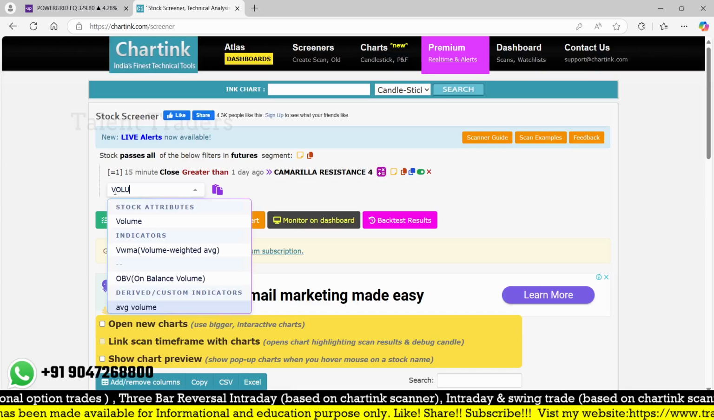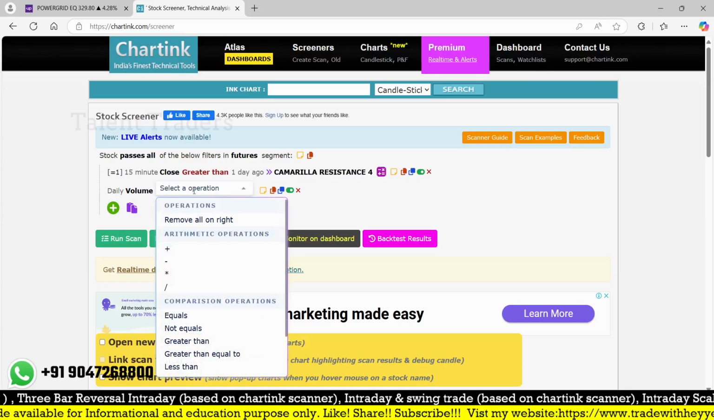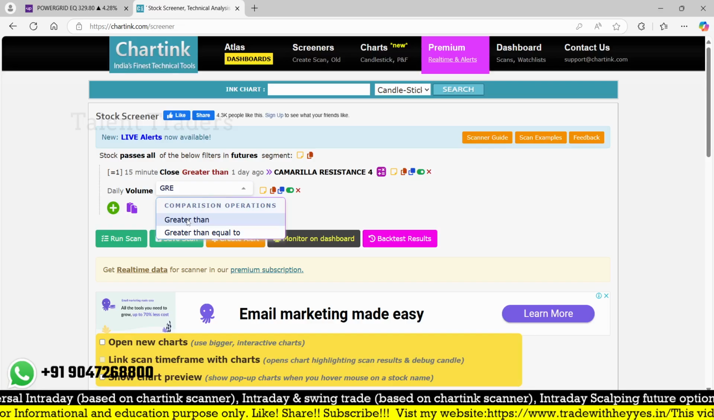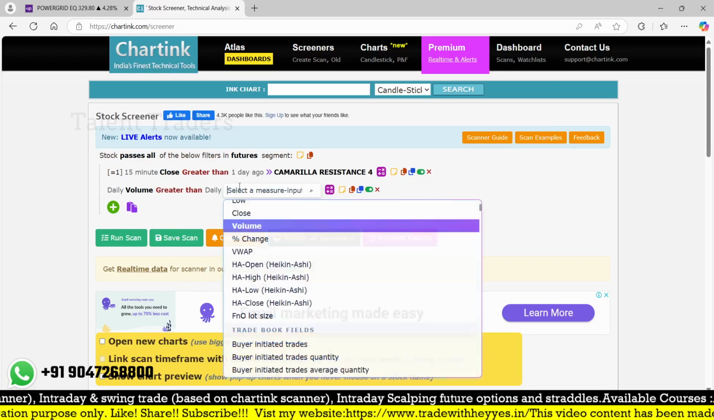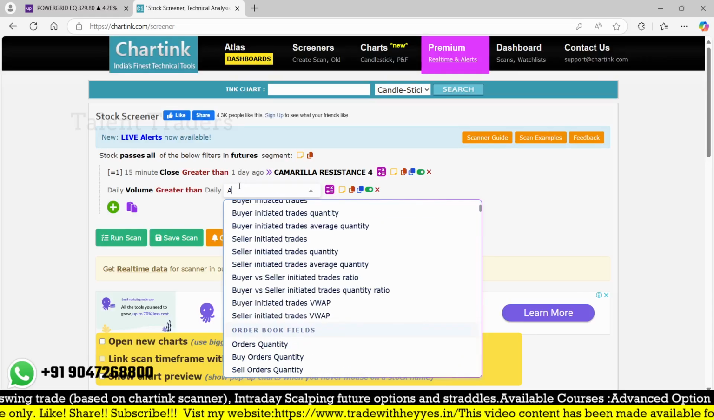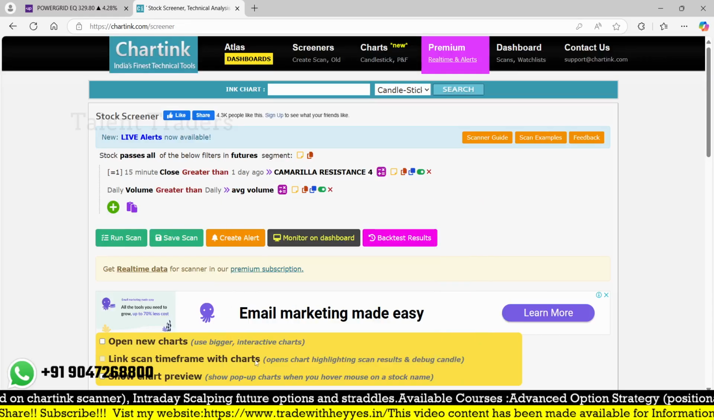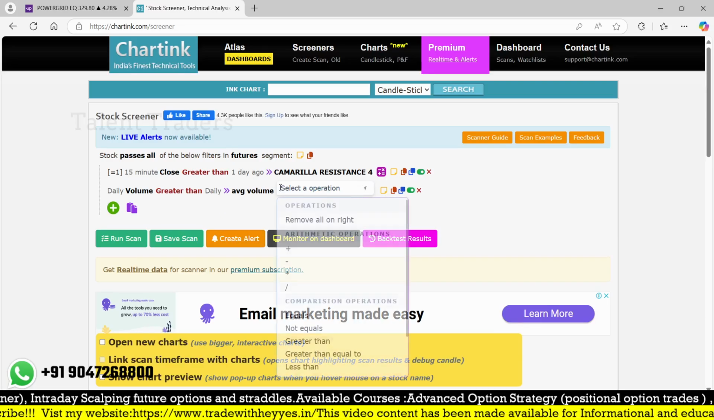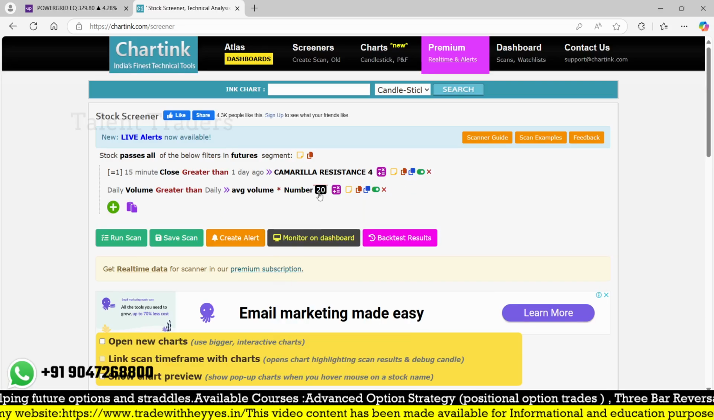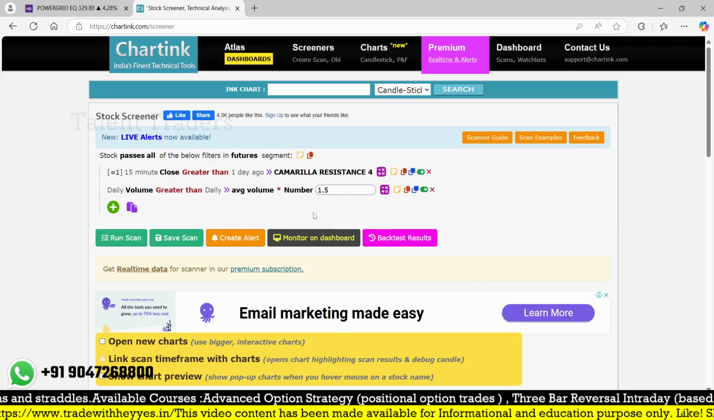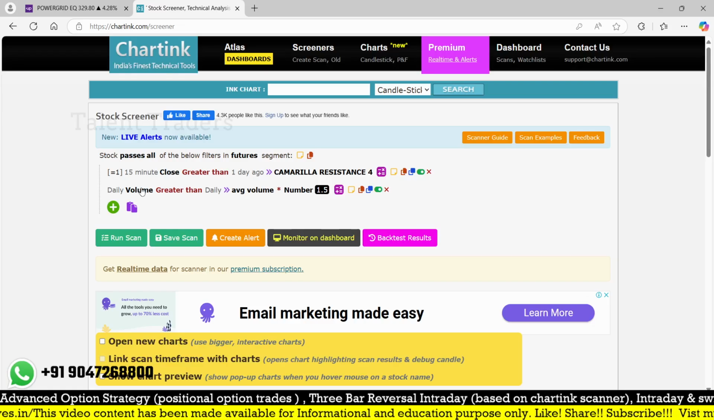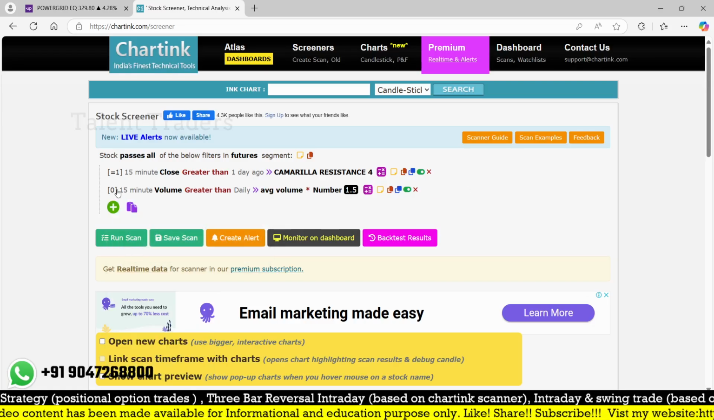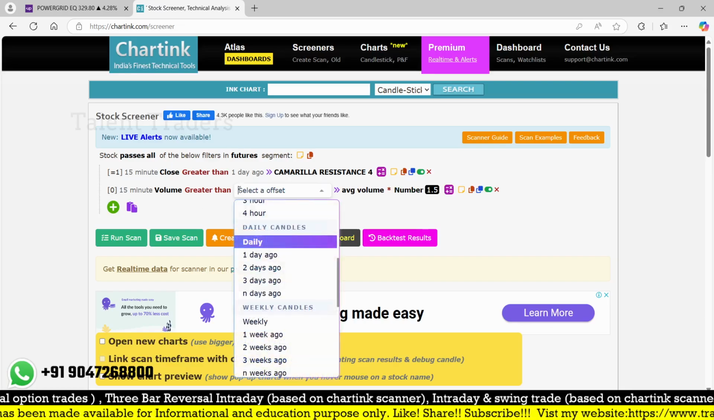So the volume of that particular stock must be greater than the normal volume. Instead of that normal volume, can we get an average volume? So average volume multiplied by 1.5 times. This current volume should be greater than 1.5 times the average volume. That would be a better one for finding an intraday.